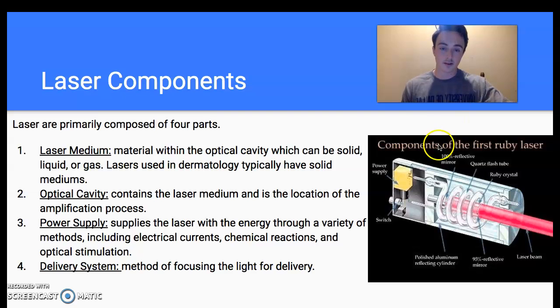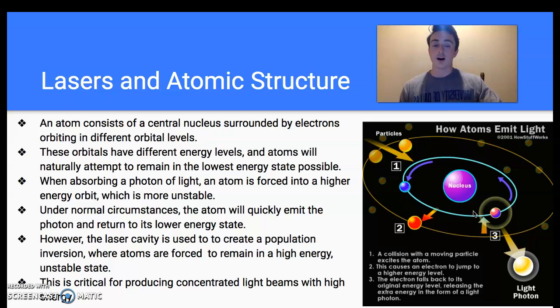So on this ruby laser here, the power supply is back here in the gold square. The optical cavity is this cylinder in which the laser medium, this red ruby, is, and the beam is focused out that small hole. So an important part of how lasers work is the atomic structure.